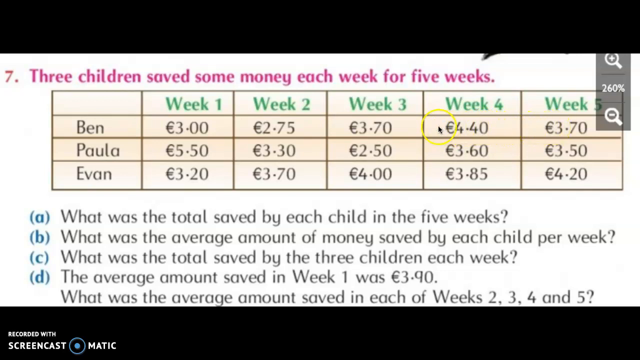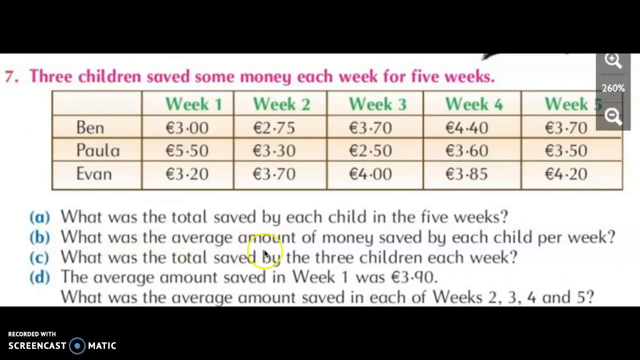When I add all the 5 of those together, I will have the total saved by Ben over the 5 weeks. Okay, and I'll do the same for Paula and the same for Evan. Okay, add up each of their weeks and find the total saved by each child in the 5 weeks. Okay, so there's A.